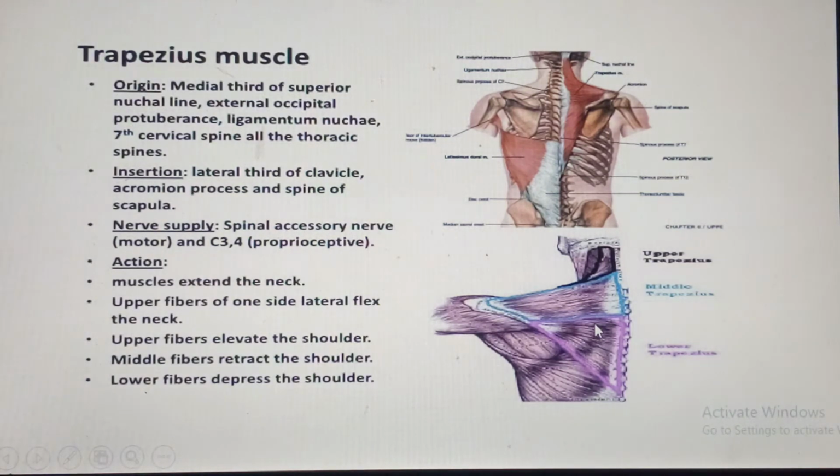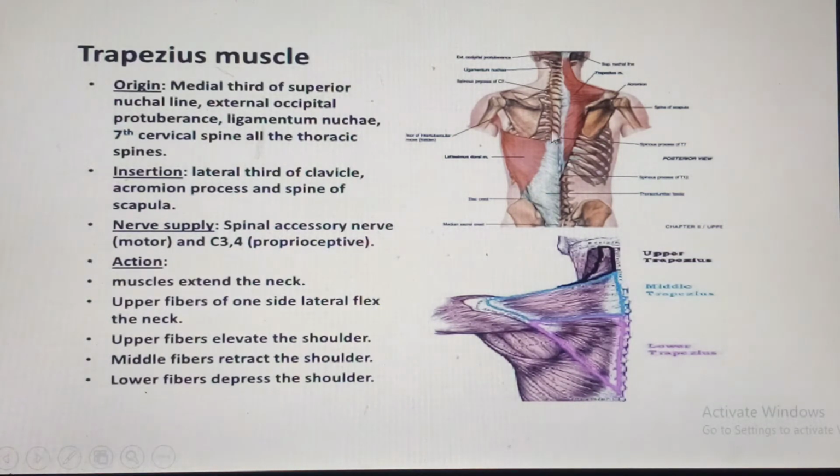But remember, very importantly, overhead abduction, more than 90 degrees abduction, will be done by the trapezius muscle, as well as, of course, the latissimus dorsi. One key thing here is that the trapezius muscle is very important as the posterior boundary of the posterior triangle of the neck. In the posterior triangle of the neck, there's one nerve which will be related to it. That nerve is called the spinal accessory nerve, cranial nerve 11. The spinal accessory nerve will give motor supply to the trapezius muscle.